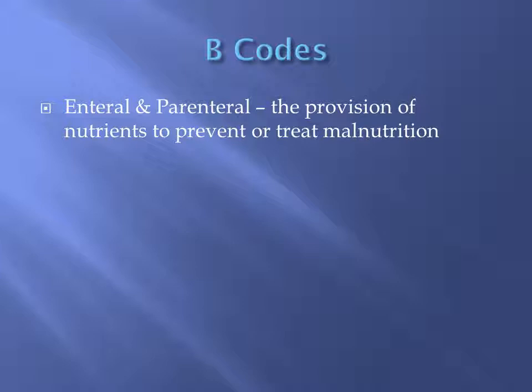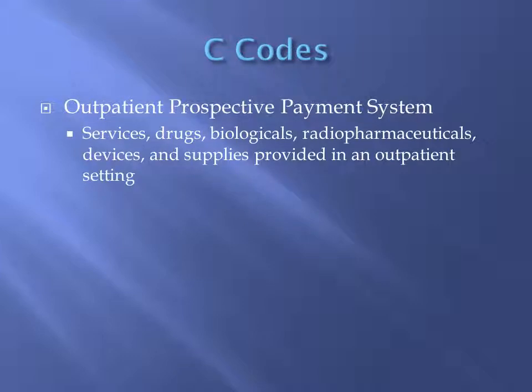B codes are used for enteral and parenteral therapy. These are the provisions of nutrients to prevent or treat malnutrition. C codes are for the outpatient prospective payment system. These are services, drugs, biologicals, radiopharmaceuticals, devices, and supplies that are provided in an outpatient setting.